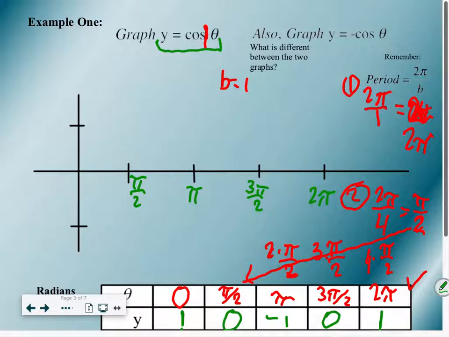Okay, then plot our points. 0, 1; pi over 2, 0; pi, negative 1; 3 pi over 2, 0; and 2 pi, 1.